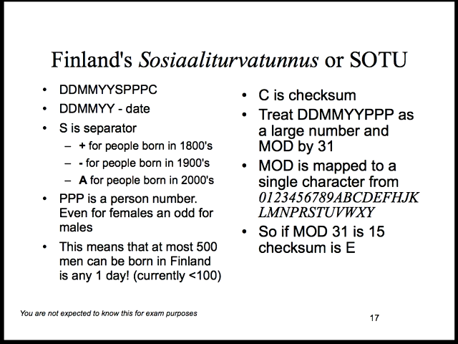Now, this is where it gets interesting, right? So then, if you get 0, you get 0. If you get 1, you get 1. If you get 2, you get 2. If you get 3, you get 3. If you get 10, you get A. 11 is B. So far, so good.